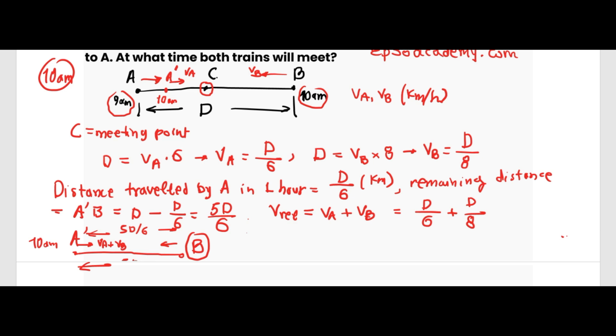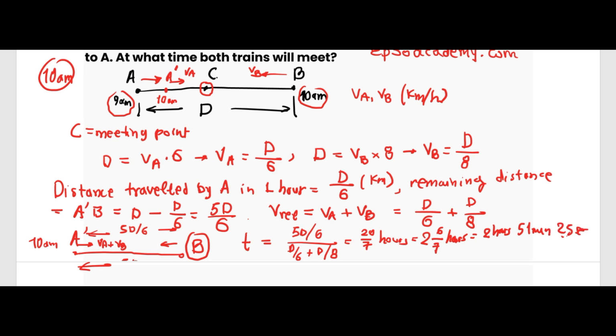So the time it takes here is what? The time is the distance, that's 5D over 6, divided by D over 6 plus D over 8. And this is 20 over 7 hours, which is actually 2 and 6/7 hours. Now 6/7 of an hour, if you multiply by 60, you will see that this is 2 hours 51 minutes and 25 seconds.